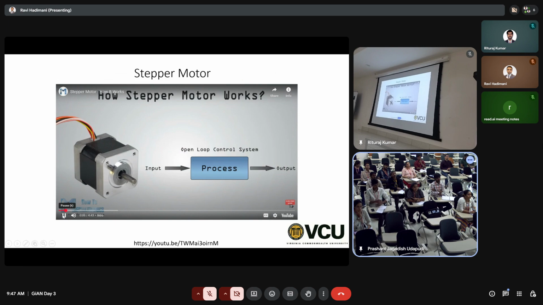Stepper motor is a brushless DC motor. Why is it not playing? It got disconnected. So for now, we'll go with the day session.